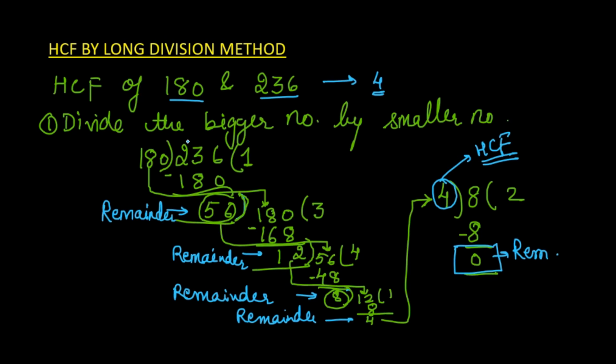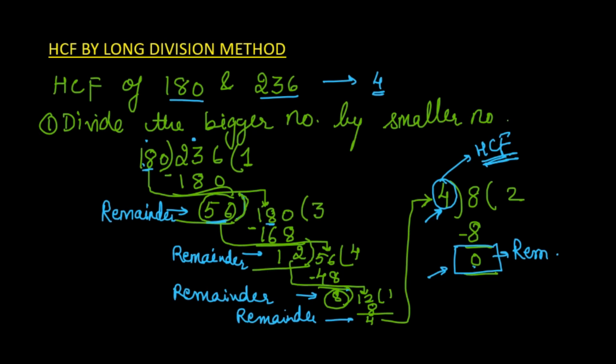You divide the bigger number by the smaller number. Whatever remainder you get in each step, the remainder becomes the divisor for the next step. And whatever is the divisor in the previous step becomes the dividend. And you have to continue this till you get the remainder of 0. When you get the remainder of 0, whatever is the divisor in that particular step is your HCF.